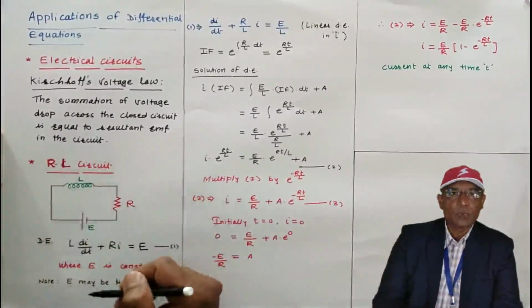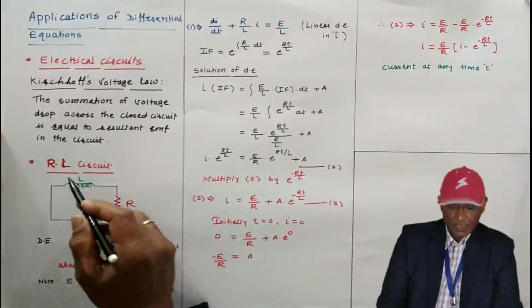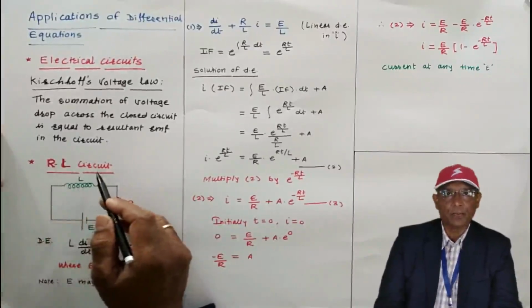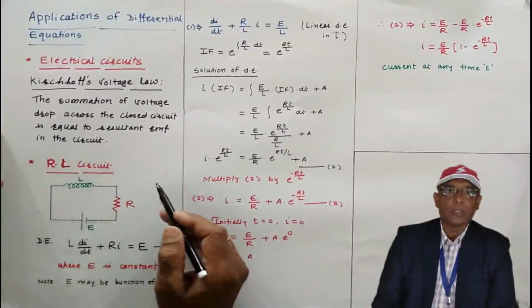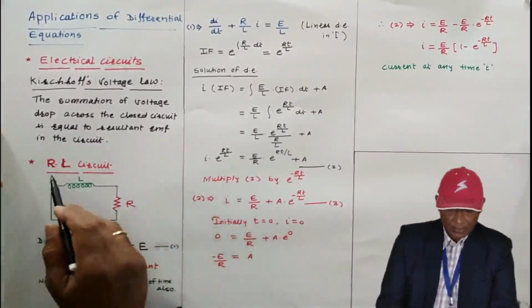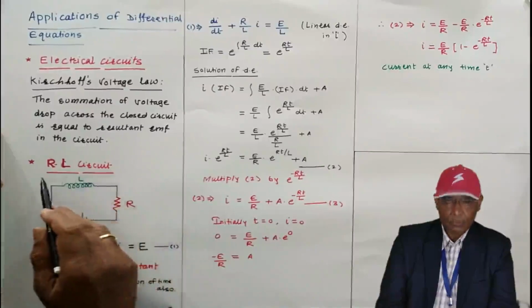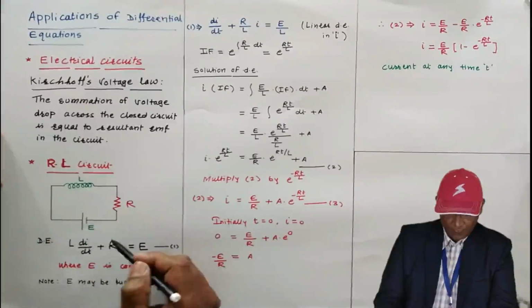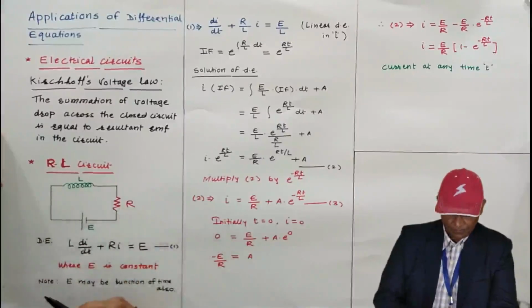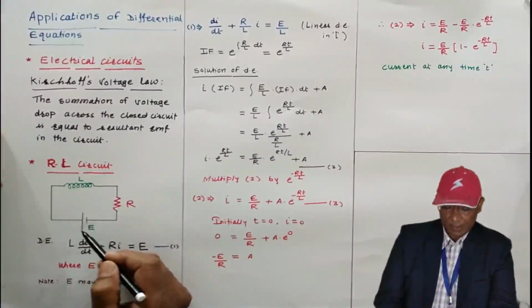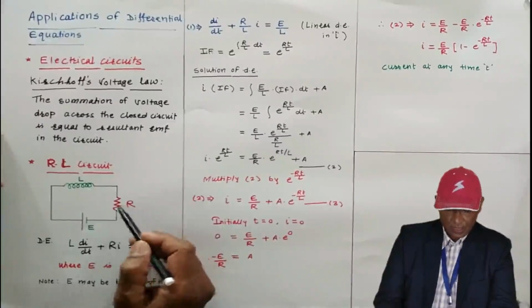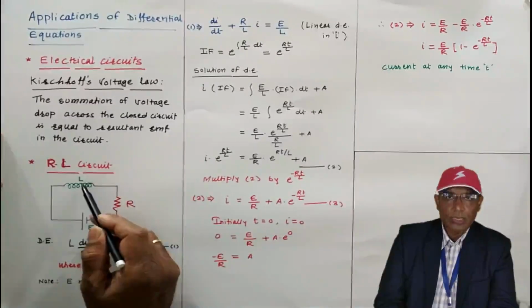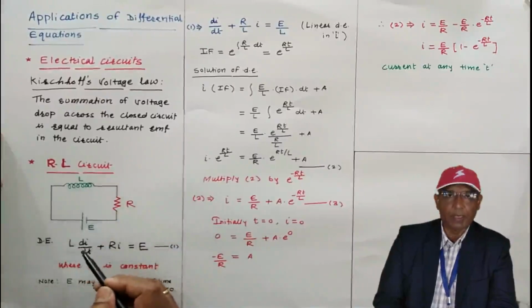There are two circuits we are going to study: the RL circuit, that is the resistance and inductance circuit, and the resistance and capacitance circuit. The resistance inductance circuit we will call the RL circuit, and the RL circuit we are going to discuss. In this closed mesh, we have a battery, resistance and inductance. Voltage drop across inductance is L di by dt.